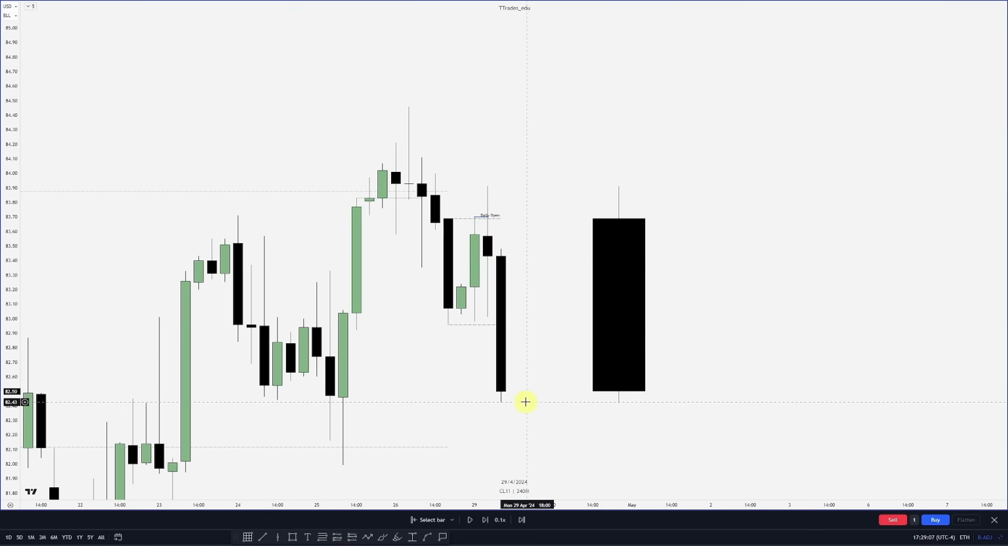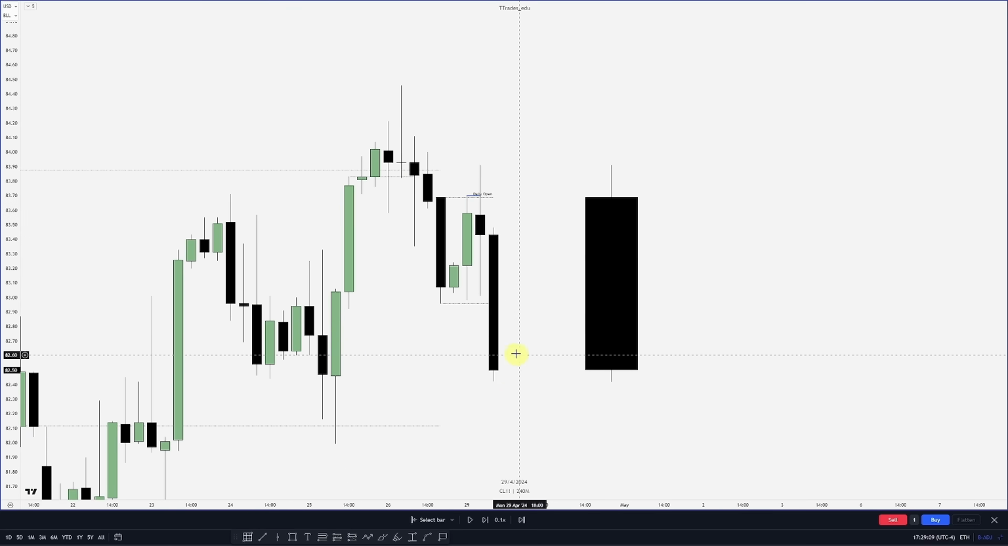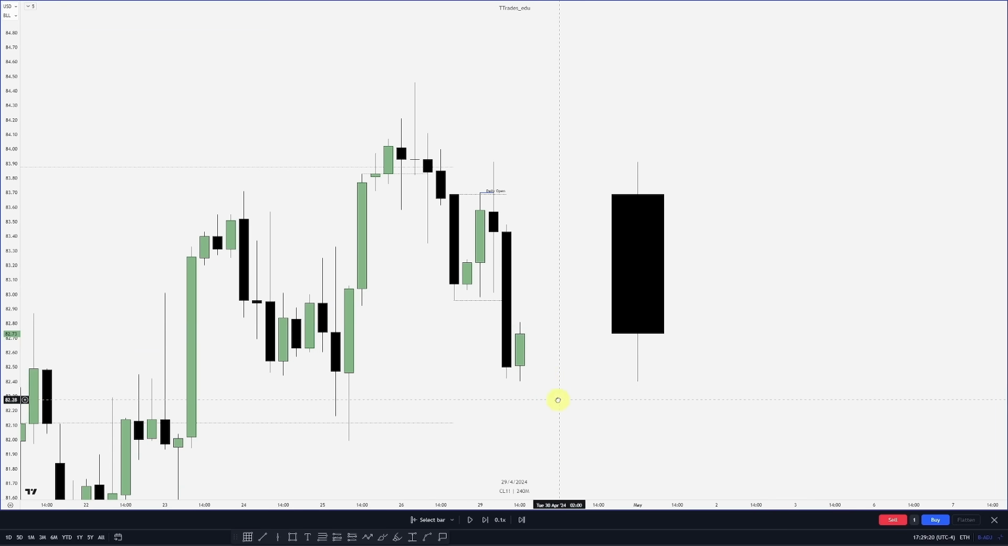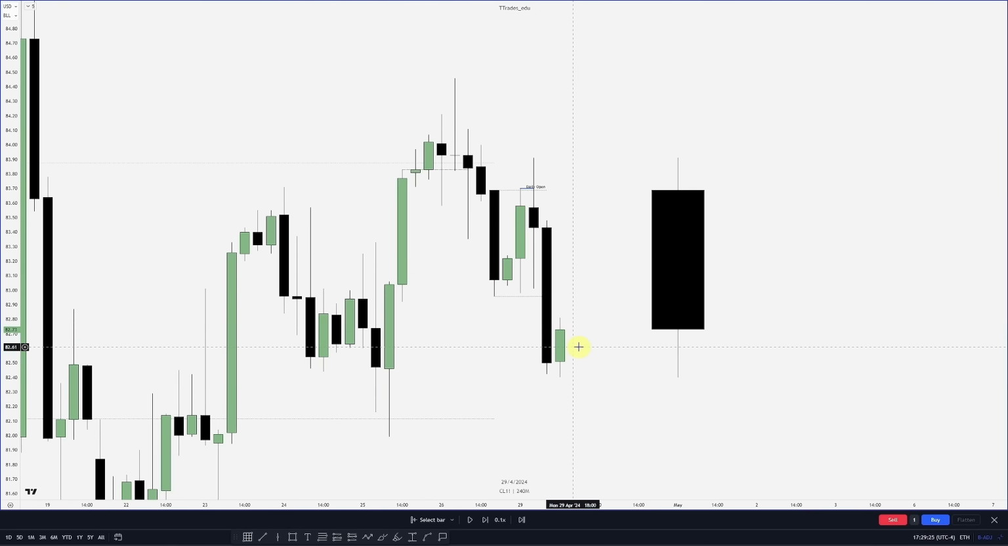Now 2 p.m., what are we going to get? Well, if we're going to get a retracement, that will happen at 2 p.m. and we get a little retracement there. You can see how it sweeps this low to then go back into the range. So that is a great example of combining all of those concepts that I talked about in the PDF together.